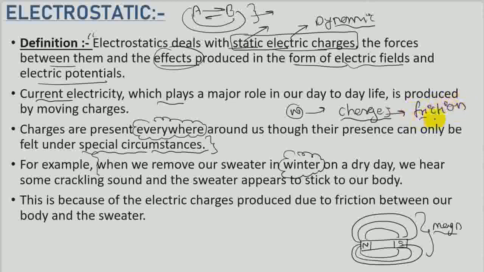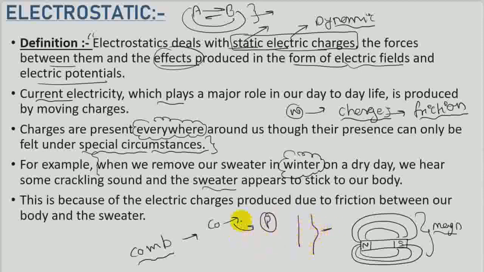Let's see one more example. We select a comb and rub it with a piece of paper. What happened here? Charges are produced due to friction. So always, charges are produced due to friction. In this case also, as you already know.